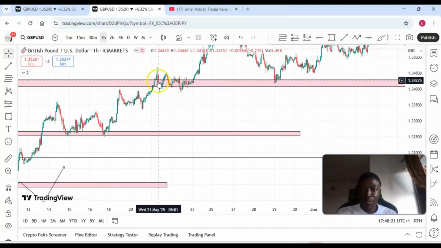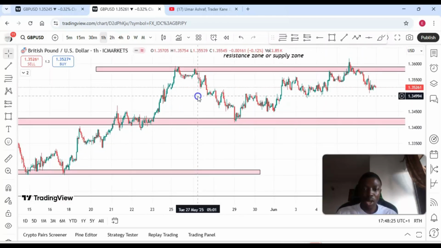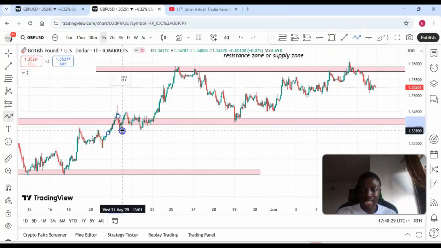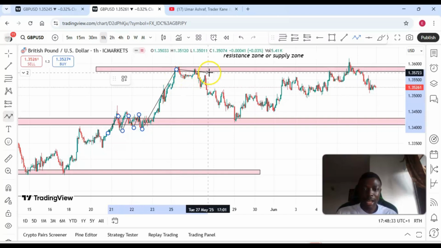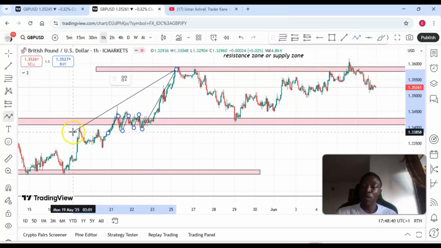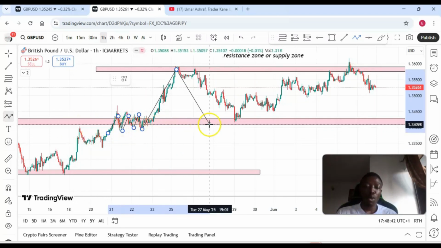Now you see how price breaks this level. First of all, it consolidated, then broke the level to the upside. After consolidating, we can say ranging, it broke to the upside and we created a new resistance zone. Since we have a new resistance, this former resistance now becomes a support level.